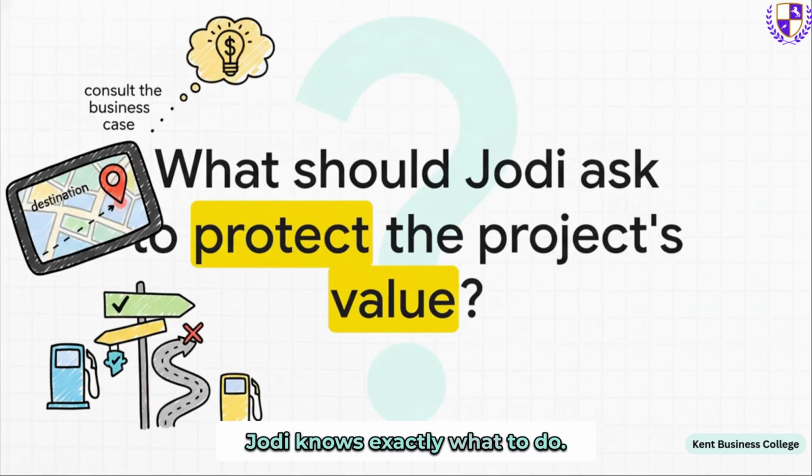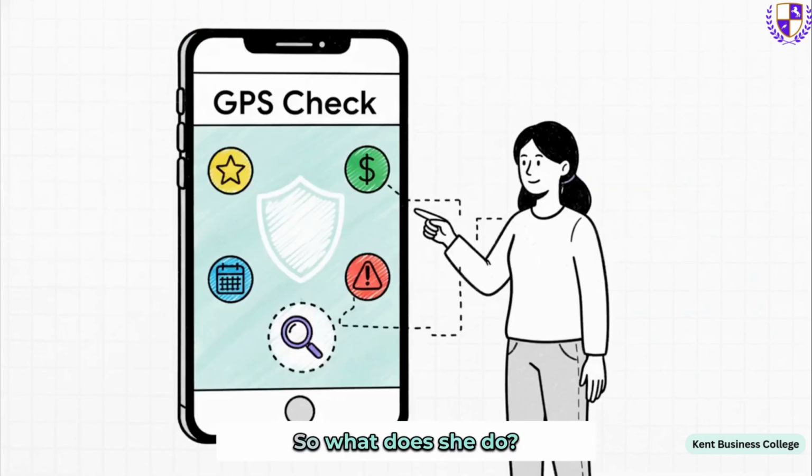Jody knows exactly what to do. She needs to check her GPS, the business case. So what does she do? She pulls out her GPS check. She's not just asking, can we do this? She's asking the smart questions.